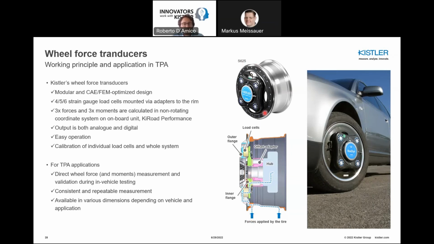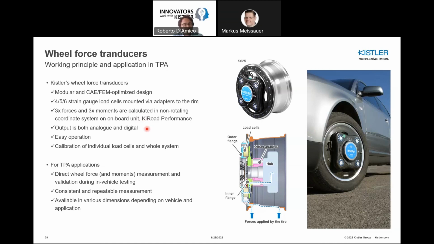The design of this wheel force transducer is definitely modular and is optimized with CAE for the geometry as well as for the performance in terms of finite elements. They mount, depending on the version, 4 to 6 strain gauge, so high accuracy strain gauge load cells, on the rim here, and they can measure up to 3 forces and 3 moments, which are calculated also in the non-rotating coordinate system. So you have them related to the axis, but not necessarily referring to the rotating coordinate system according to the wheel. And this is done in the onboard unit, which is called key road performance.